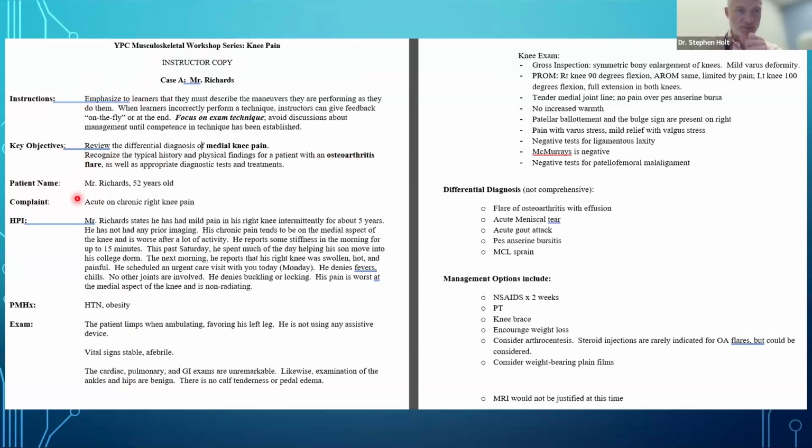And then this is the brief vignette. This is basically what the resident gets. The resident gets this vignette. Mr. Richard states he has mild pain in his right knee intermittently for about 5 years, et cetera, et cetera. A little bit of background, past medical history, and just a little bit of physical exam, generic stuff.